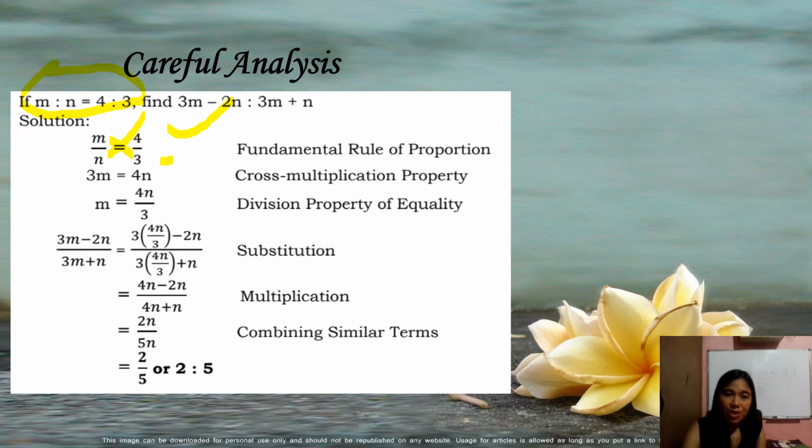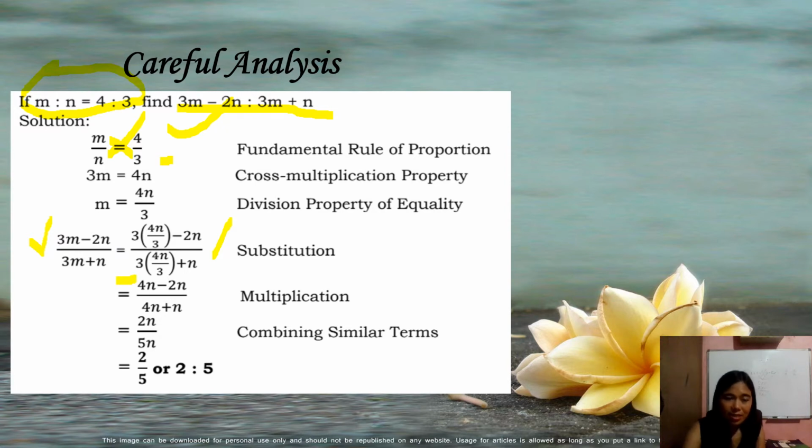Now, since we're going to find 3m minus 2n over 3m plus n, we're going to put it here. And then, since m is 4n over 3, substitute. So we now have this one here by substitution. Now, 3 times 4 is 12, and then divided by 3, that is 4. So what remains here is just 4n, and then just copy minus 2n.